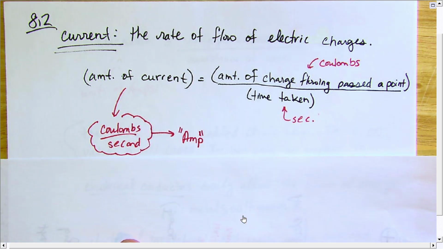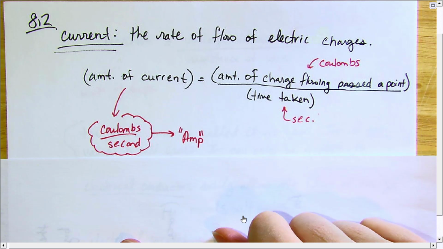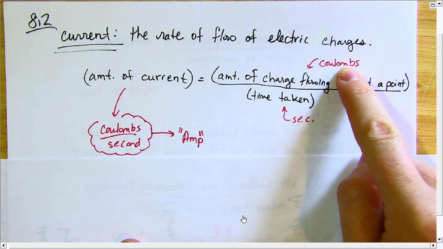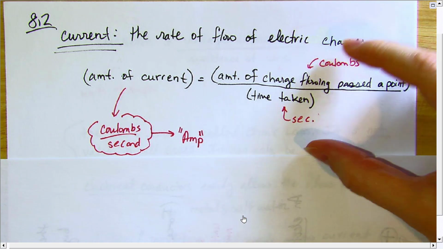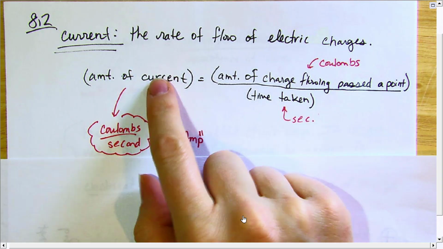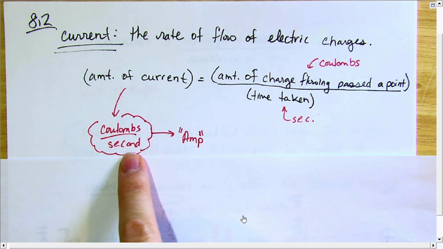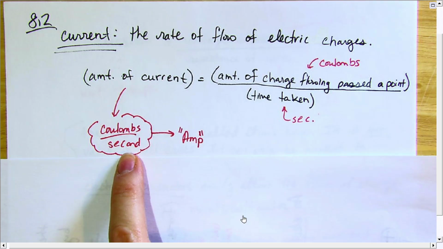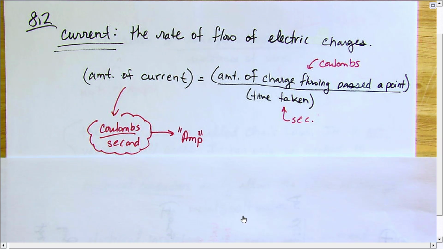Or the amount of current would just be the amount of charge flowing past a point divided by the time taken. So the amount of charge divided by the time taken. This would be measured in coulombs. This would be measured in seconds. So as long as you plug in coulombs and you plug in seconds, your amount of current would come out in units of coulombs divided by a second. Now, we just happen to choose to rename that to also call it an ampere, or everybody just says amp. So instead of saying 5 coulombs per second, you could just say it's carrying 5 amps.